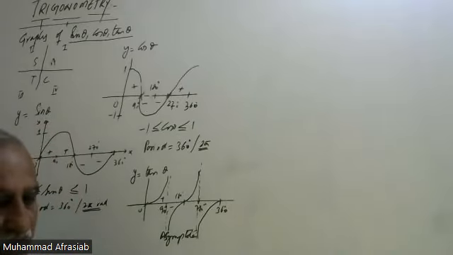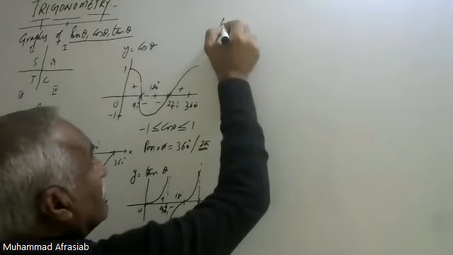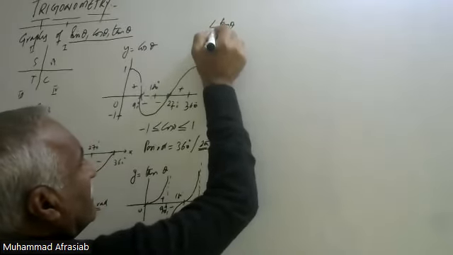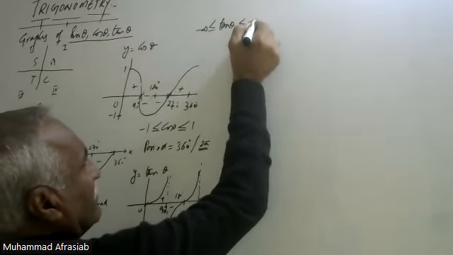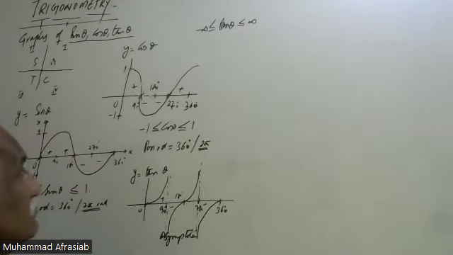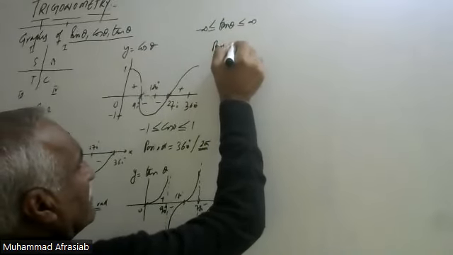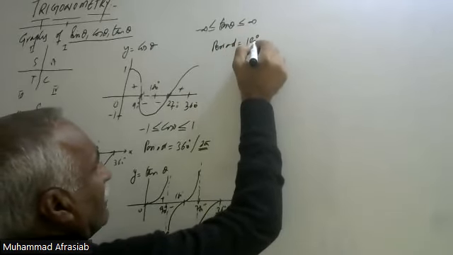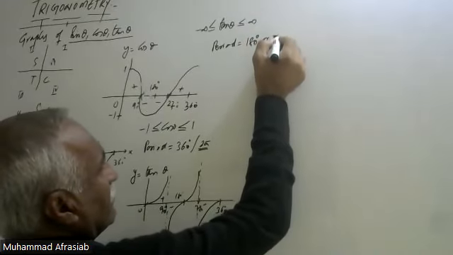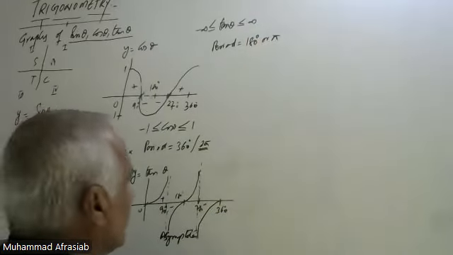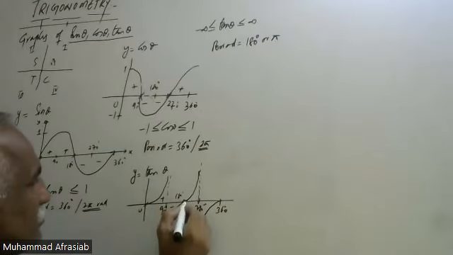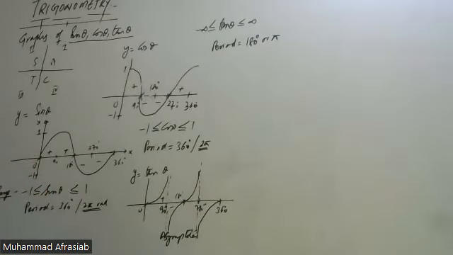So the range of this tangent function is -infinity to +infinity. And the period of this tangent graph is 180 or pi, because after 180 it is going to repeat the same shape. So these are the graphs for the individual functions of sine, cos, and tangent.